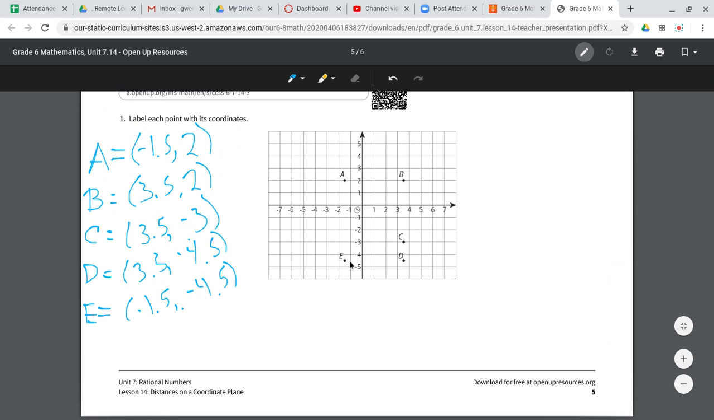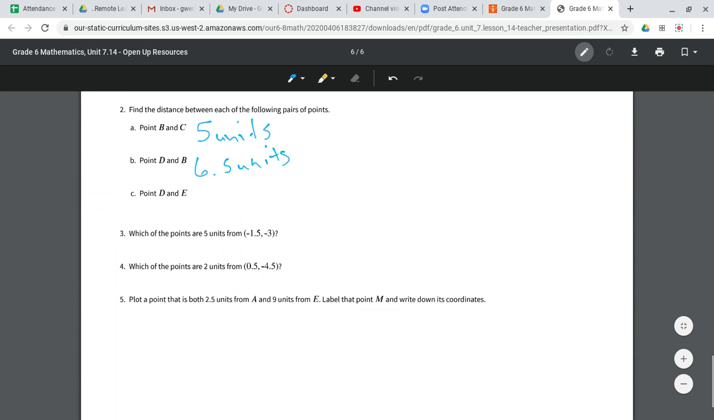So now we have D and E. So D is over here, E is over here. So this time we're looking at our X values because we're moving horizontally rather than vertically. So E was at -1.5, D was at 3.5. So to go from -1.5 to the y-axis is 1.5, and then go 3.5 more. So 1.5 plus 3.5 gives us 5. Excellent. So this will also be 5 units.